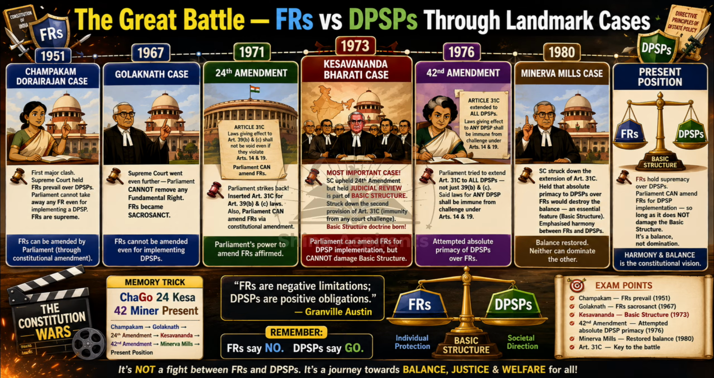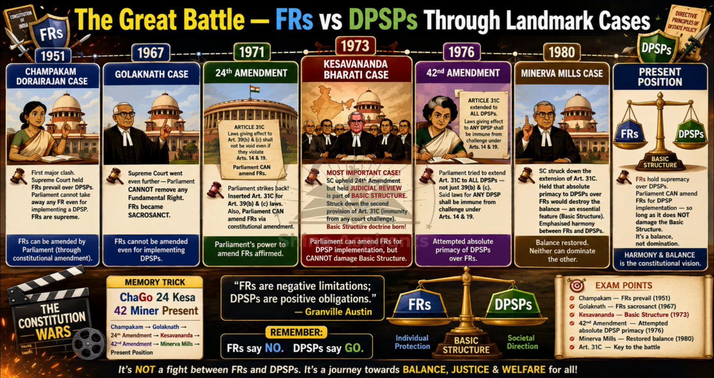1967 Golaknath case. The Supreme Court went even further, Parliament cannot remove any fundamental right. FRs became sacrosanct. The court said FRs cannot be amended even for implementing DPSPs. This shocked Parliament. 1971 24th Amendment. Parliament reacted. It inserted Article 31C which said laws giving effect to Article 39B and C, the socialistic DPSPs, shall not be void even if they violate Articles 14 and 19. Also inserted that Parliament can amend FRs via constitutional amendment. This was Parliament's strike back.